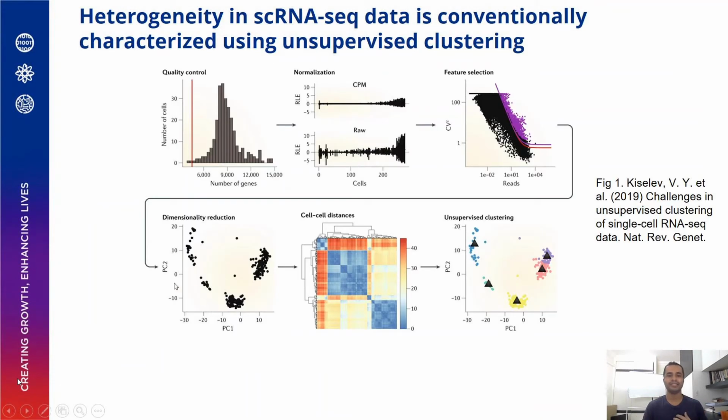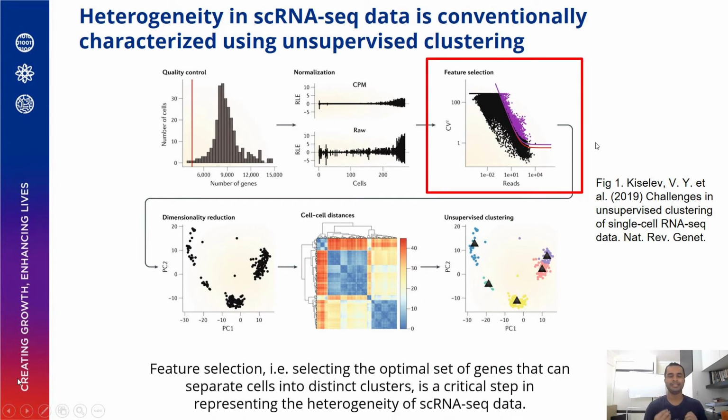Conventionally, heterogeneity in scRNA-seq has been represented as unsupervised clusters, wherein each cluster represents a unique cell type or cell state. The steps involved have been well described in this review paper here, of which feature selection, that is, selection of the optimal subset of genes to separate cells into clusters, is an important step.